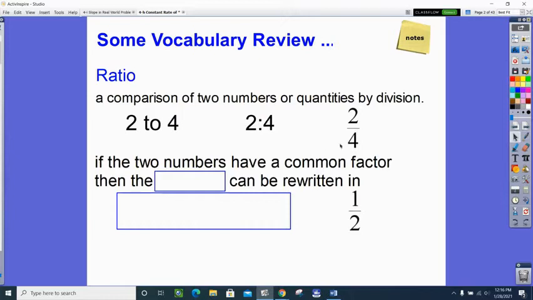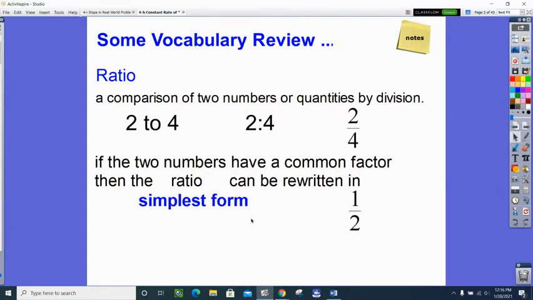If the two numbers have a common factor, like the two 4s, then our ratio can be rewritten. What happens when you go from 2/4 to 1/2? What is that called? Do you remember that that is simplest form? You reduce it, you write it in simplest form. So we're going to keep talking about those ideas today.